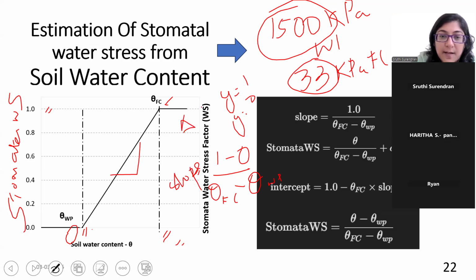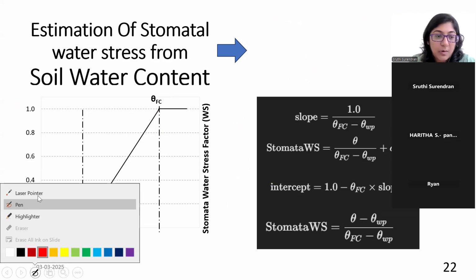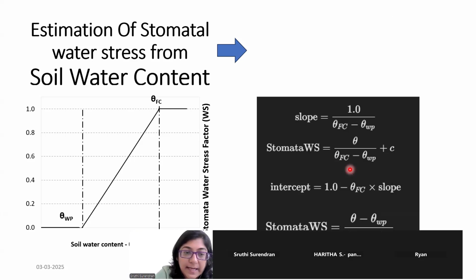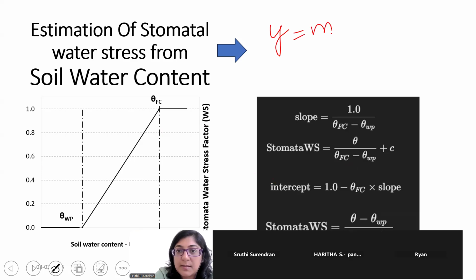It is just again delta y by delta x is equal to slope. Since we know that the y value at this point is 1 and the y value at this point is 0, we will take delta y as 1 minus 0 and delta x as theta fc minus theta wp. From that, we will get the slope. Now, in order to find the stomatal water stress, which is nothing but an equation of this line, the equation of the line is y is equal to mx plus c.